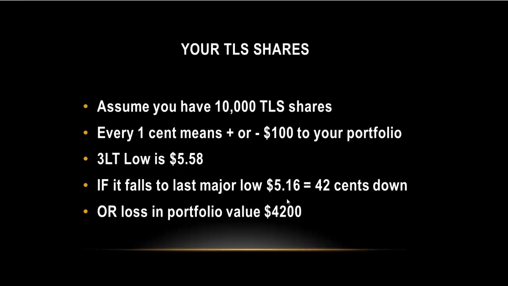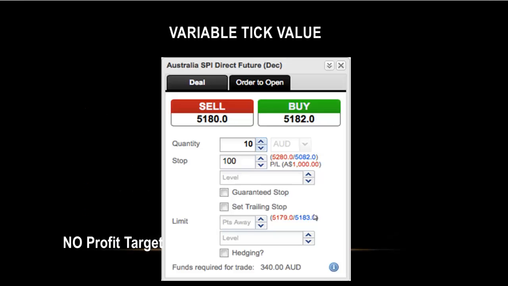So if Telstra was to fall down to $5.16, it might drop around 42 cents, and that means that our portfolio has lost around $4,000 in value, and nobody wants to sit there and just watch the value of their portfolio decline. But what we can do is take a trade out on the share price index and sell a contract, and I've nominated here that we're going to sell a contract for $10 per point.